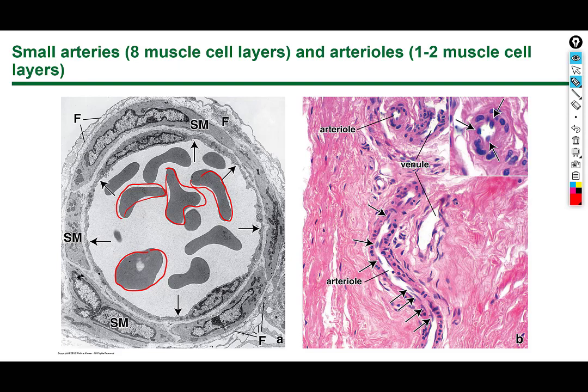And then we have an endothelial cell here. And here's a smooth muscle cell. And here's another one. And here's another one. You get the idea, right? So that's showing you a small artery. This is an arteriole. These are the littlest. These are the ones that you find right before the capillary bed.